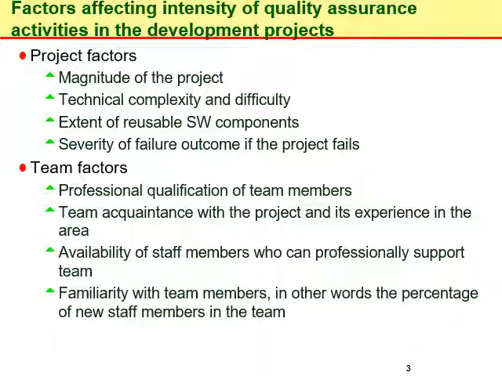Similarly, availability of staff members who can professionally support the team, this might be some support staff. Similarly, familiarity with team members. In other words, the percentage of new staff members in the team. In fact, this relates to the degree of acquaintance and working relationship among the team members. For example, if the team members have already worked with each other in a different team in the past, it is an indicator of their confidence in each other's capabilities, and that, of course, contributes towards a better and well coordinated team.